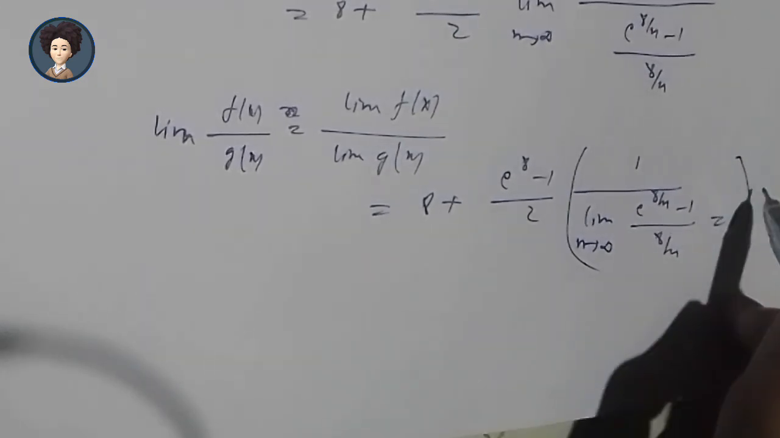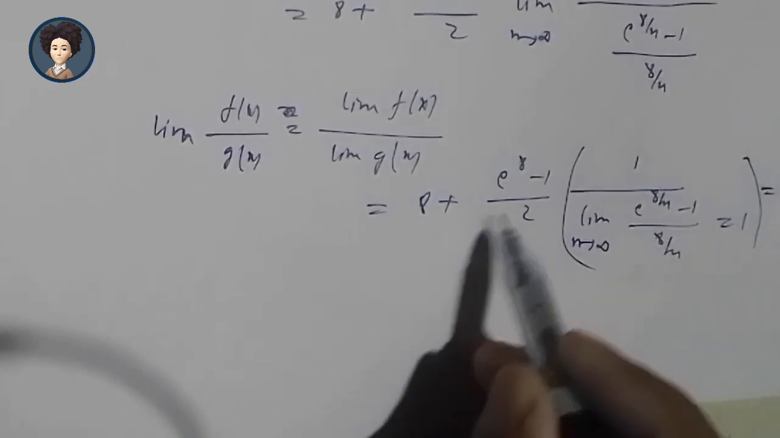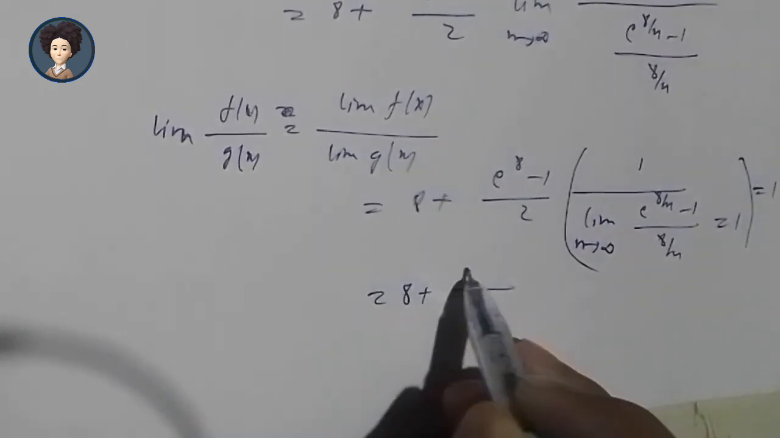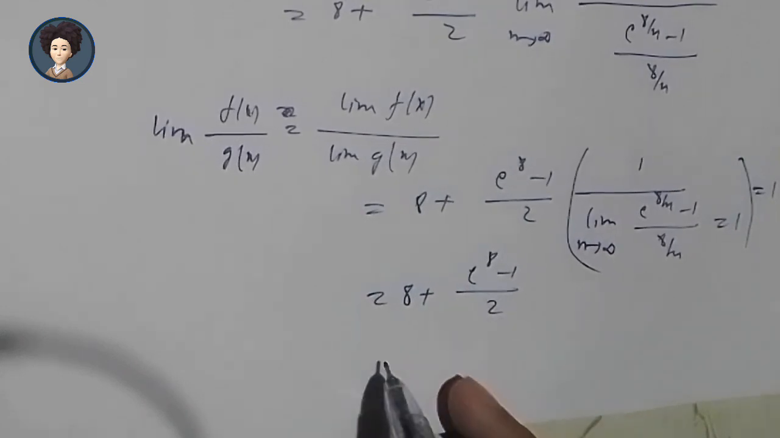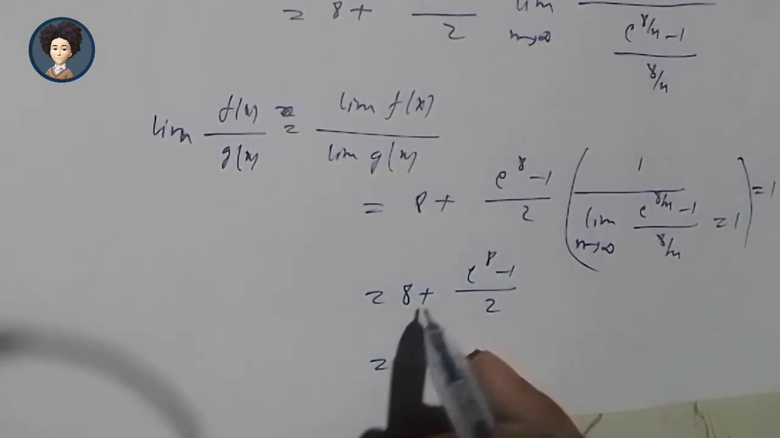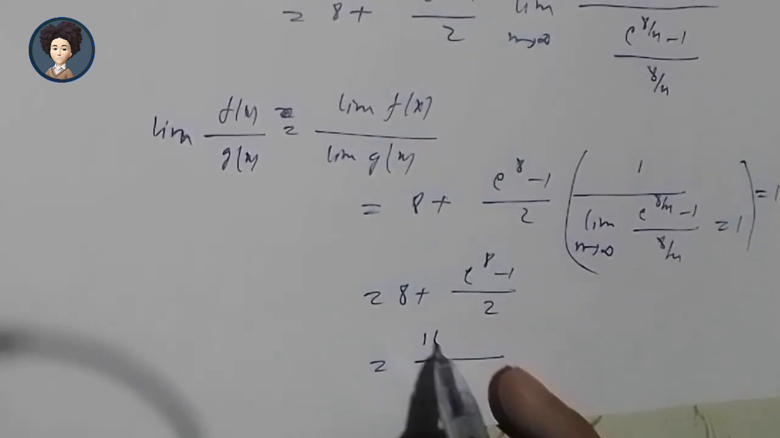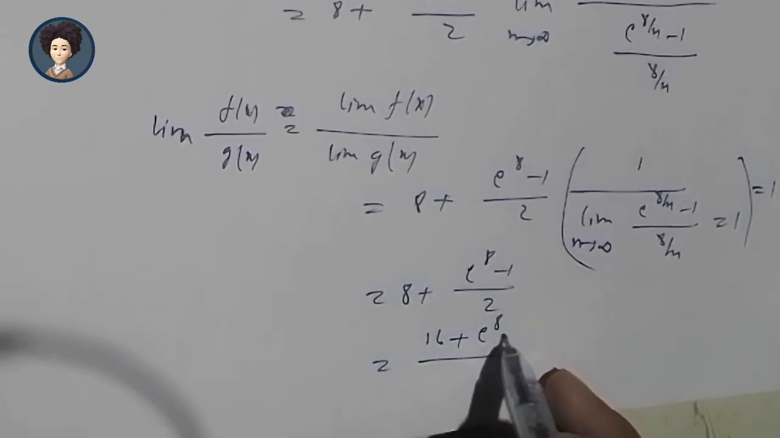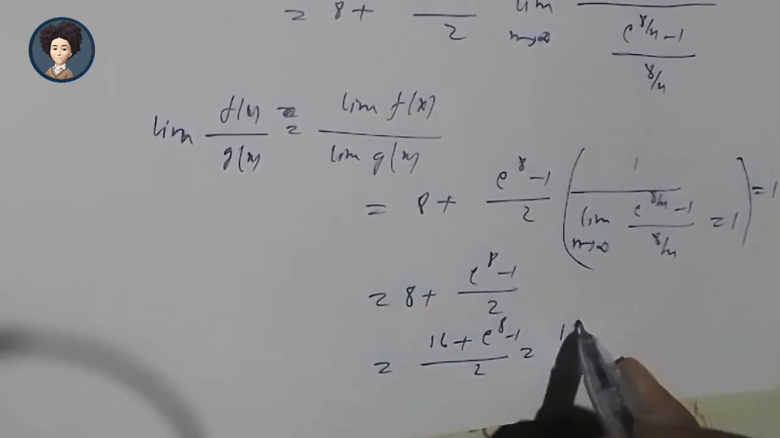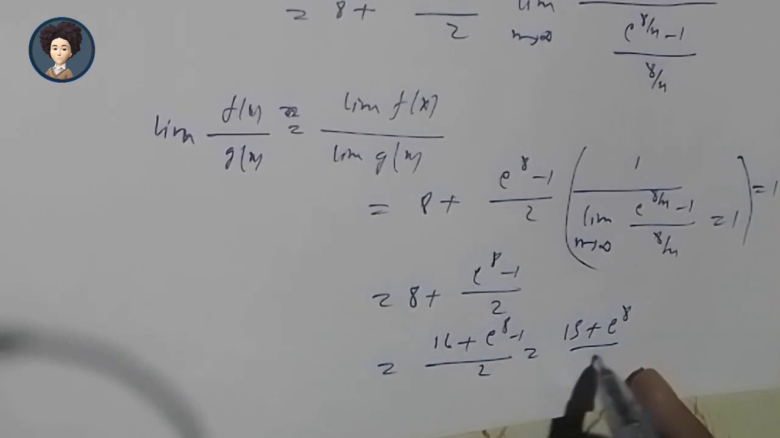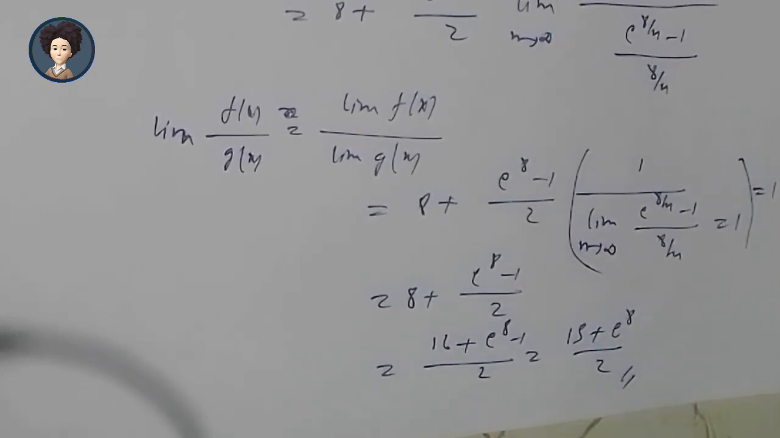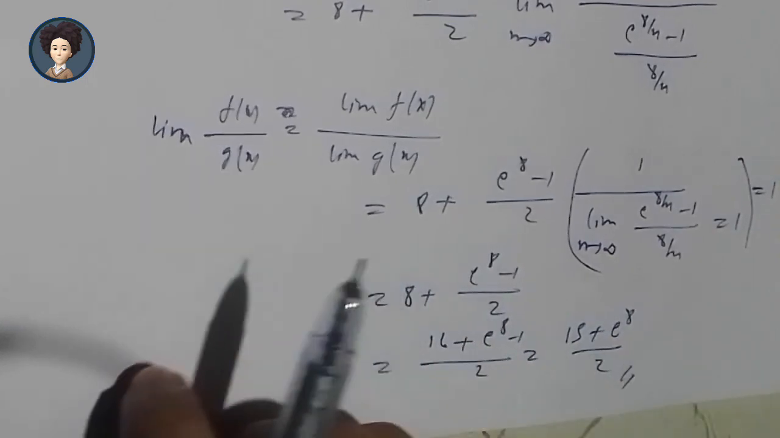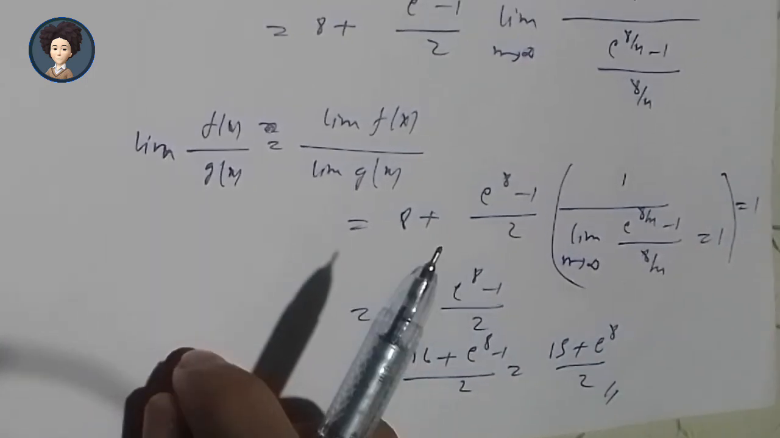So all these terms will be equal to 1, and here is left only 8 plus e to the power 8 minus 1 by 2. And if I further simplify this, then it will be 16 plus e to the power 8 minus 1 divided by 2, and this will be 15 plus e to the power 8 divided by 2. And this is our result of the given integration.